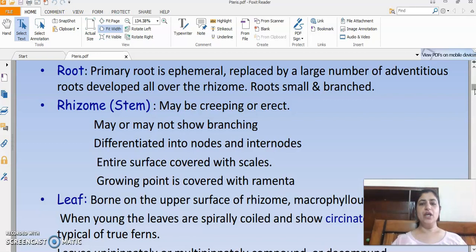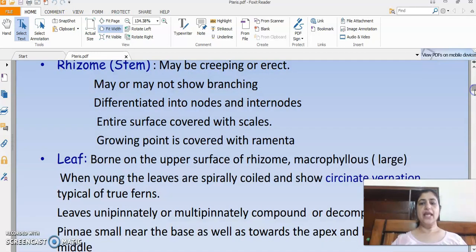Now, if we talk about the leaves, they are borne on the upper surface of the rhizome, and they are macrophyllous. Macrophyllous means they are large. When the leaves are young, they are spirally coiled around the rhizome, and they show circinate vernation, which is a very typical feature of true ferns. We will discuss it later also.